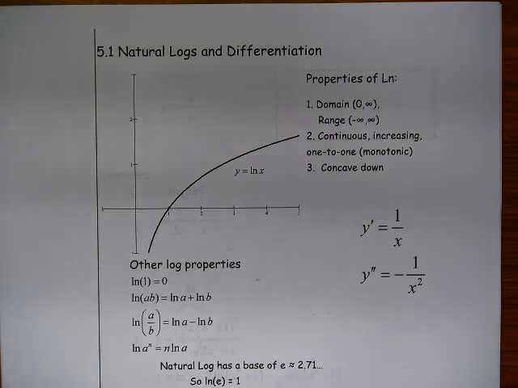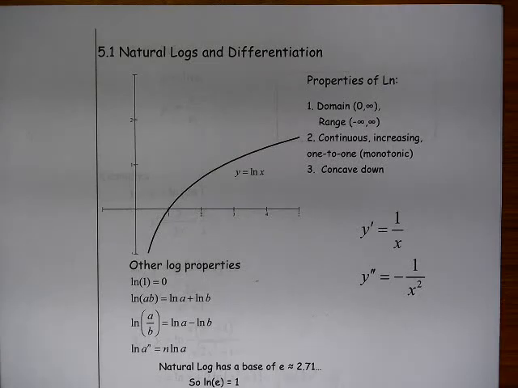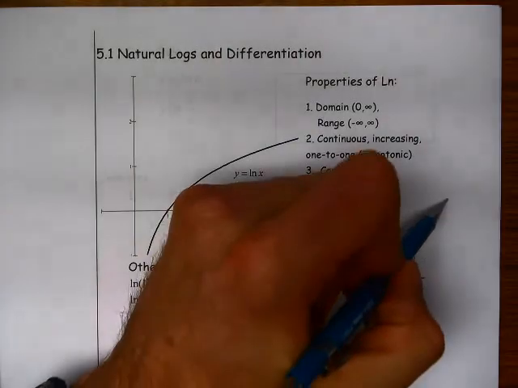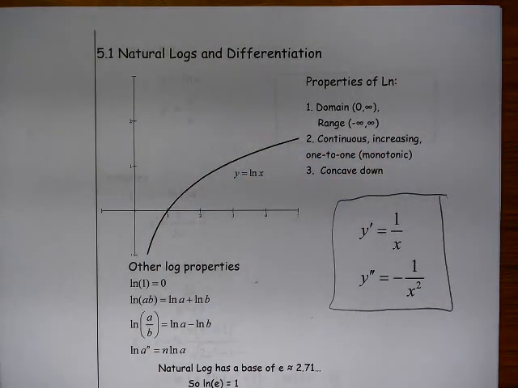We're going to start section 5.1. We're talking about the natural logarithm, or ln, and differentiating that function. So lots of this stuff that's in view right now is review from Algebra 2 or Pre-Cal. In fact, everything is review except for this part right here.